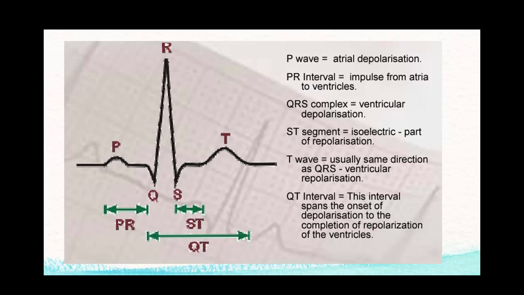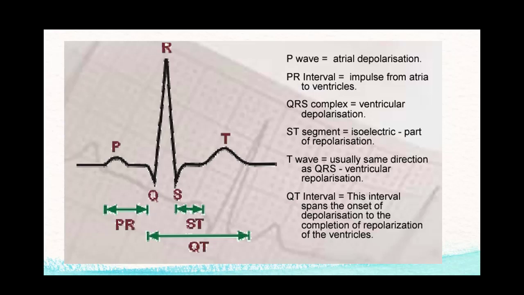Okay, so here's a review. With the P wave, this is atrial depolarization. Now, this is actually the British spelling for depolarization, and it was on this graphic. So here in America, instead of the S within depolarization, we have a Z in depolarization.